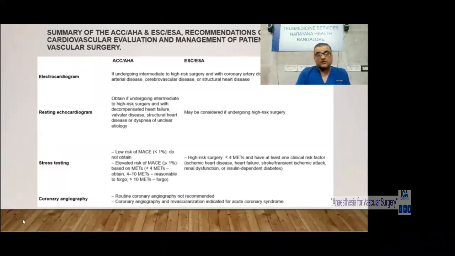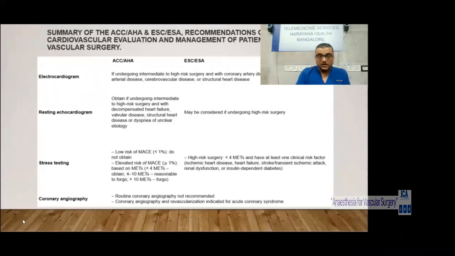According to the requirement of the resting echocardiogram told by the American Society, it is obtained if undergoing intermediate to high-risk surgery and the patient has a history of decompensated heart failure, valvular disease, structural heart disease, or dyspnea of unclear etiology. The European Society has said it may be considered if undergoing a high-risk surgery.